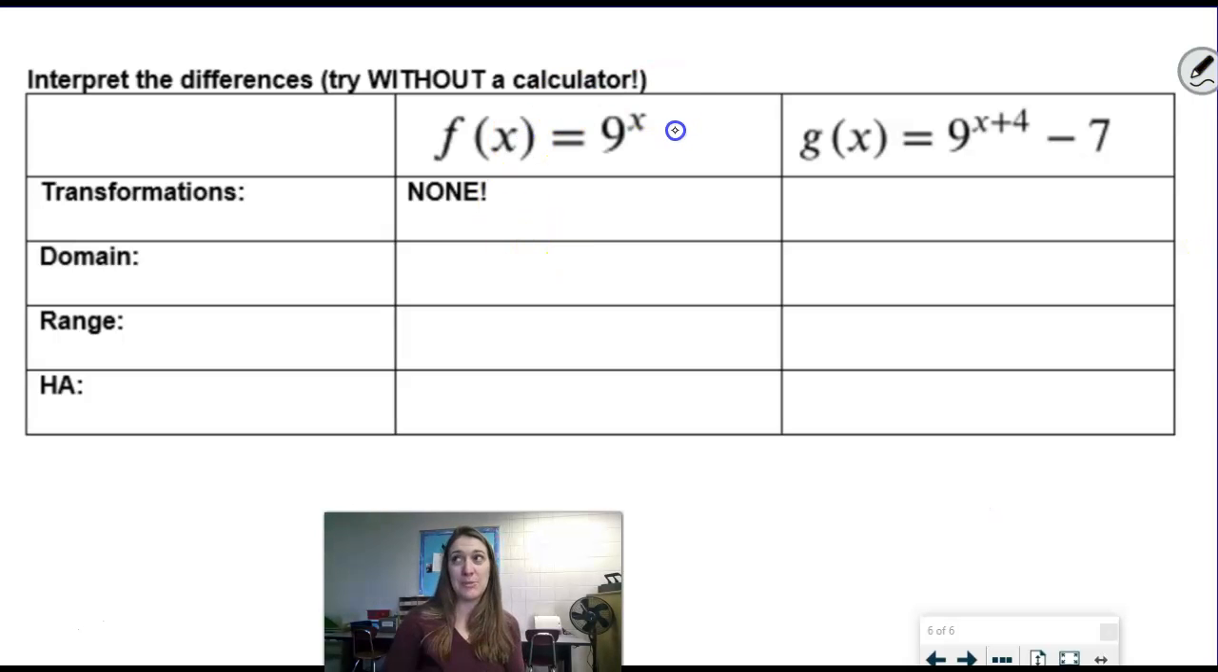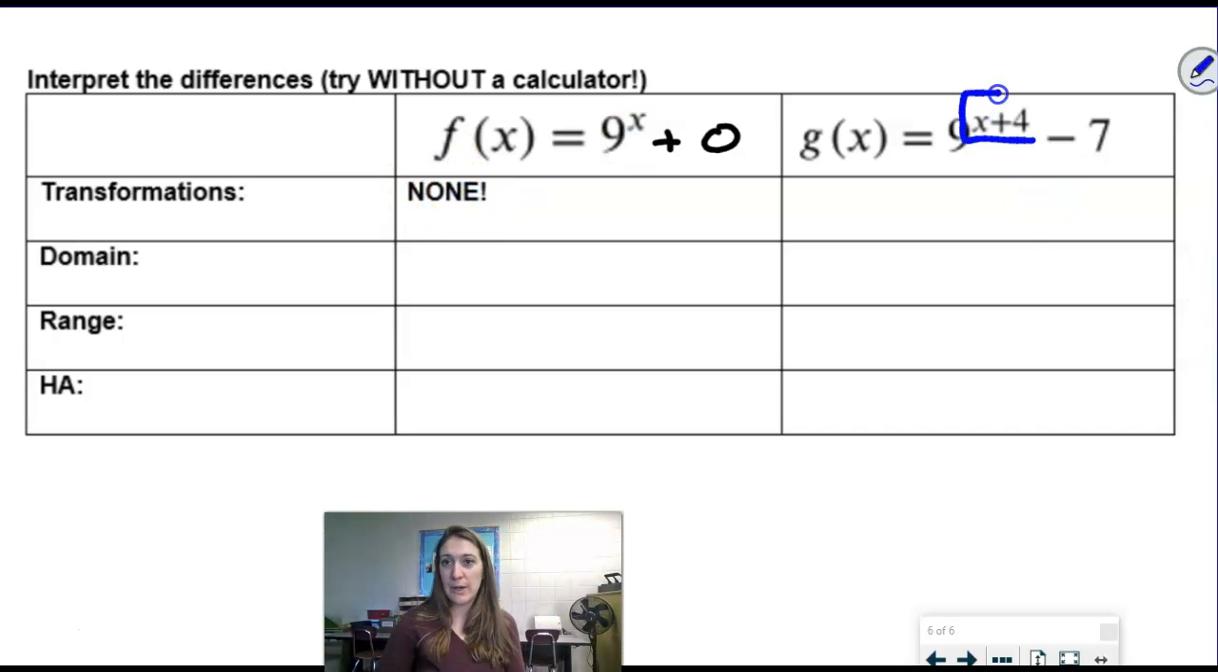These types of questions show up a lot on the no calculator portion of the SAT, because they don't care that you can type something into a calculator. They care that you understand how the function works. So here we have a function with a base of 9, so a growth, most definitely not shifted in any way. There's no h value here and no k value. So it's shifted up nothing, right or left nothing. That's why they wrote none for transformations.